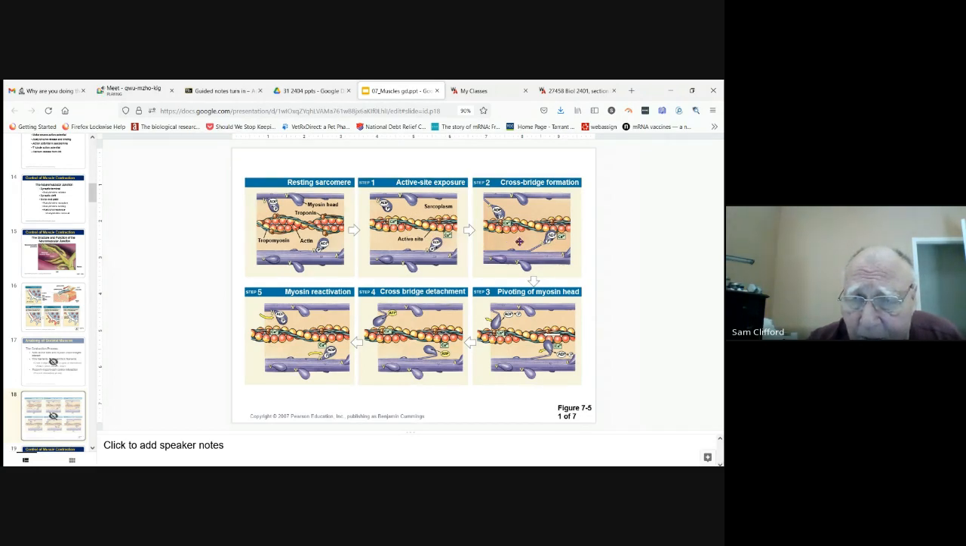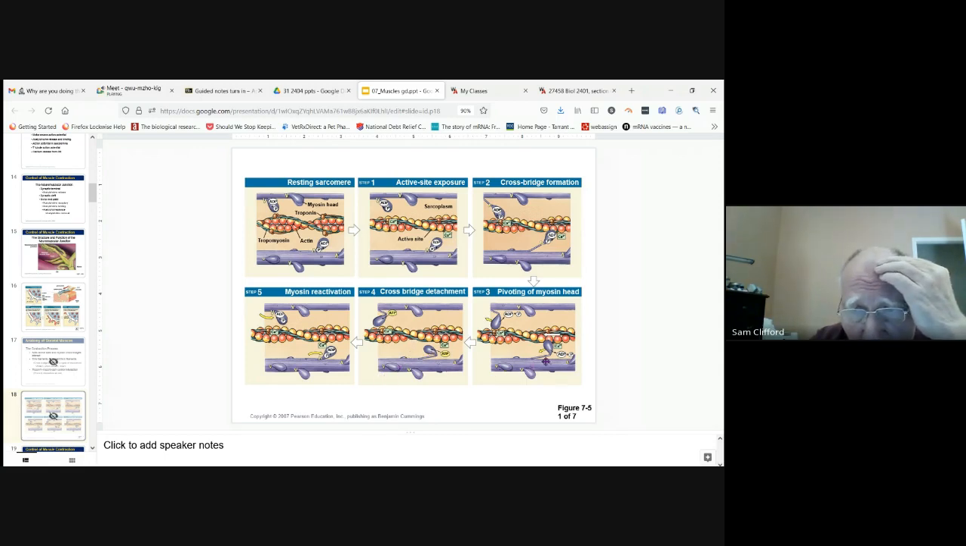Once the active sites are exposed, the energized myosin head binds to the active sites. The energy allows the myosin heads to pivot toward the center of the sarcomere. As soon as the acetylcholine is destroyed and the myosin head has moved forward, it's re-energized and it's ready to bind to the active sites on the actin, and it's going to ratchet forward, or move forward, toward the middle of the sarcomere.